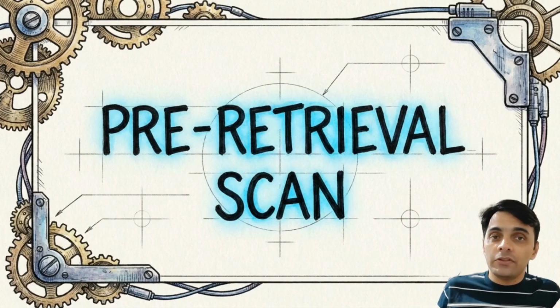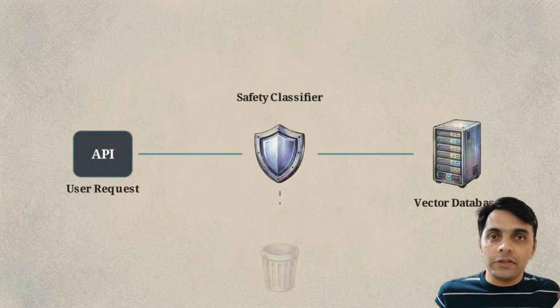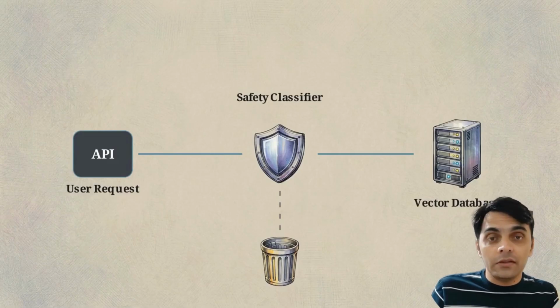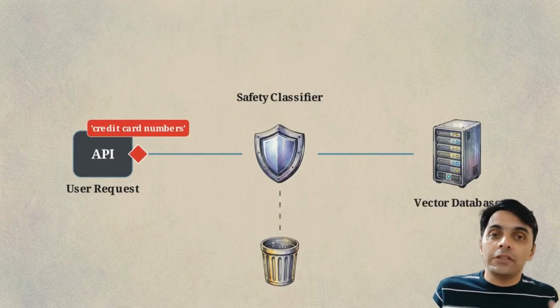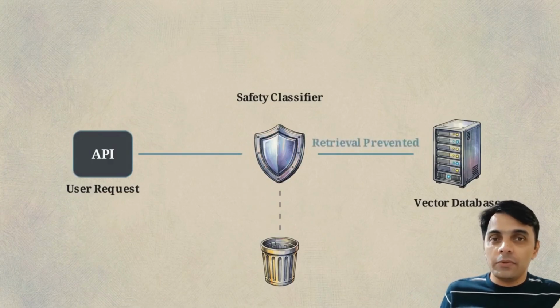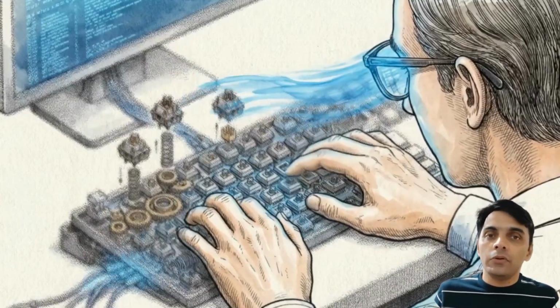Layer 2, pre-retrieval scan. Layer 2 introduces the safety classifier, an active intent detector operating before your user's query ever reaches your vector database. Think of this like a web application firewall protecting a secure SQL database. The safety classifier blocks exfiltration attempts. If it detects high-risk phrases like credit card numbers, it triggers an immediate denial, rejecting the packet before retrieval occurs.